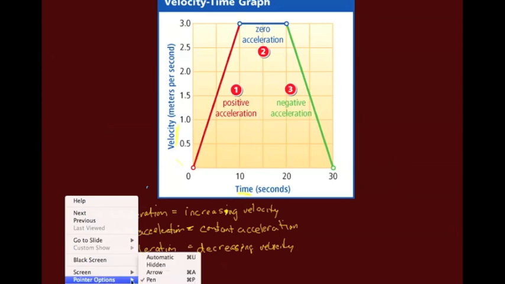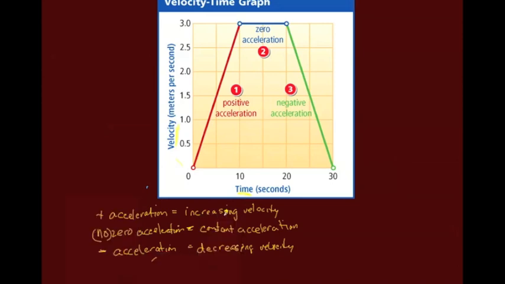Let me just change the pen color real quick. This line indicates a certain rate of change over time. If this line were steeper, the change in velocity would be greater. If it were not as steep, the change would be less than what it is now. You'll notice over this 10 seconds, this object is getting faster and faster and faster. Its speed is increasing.